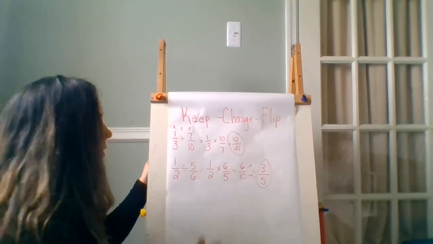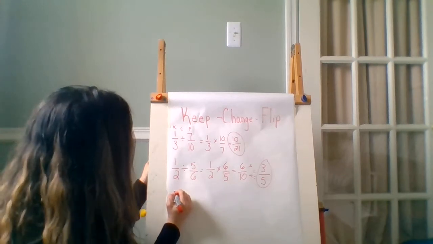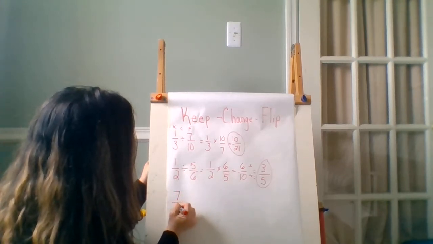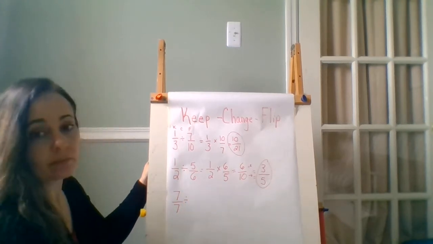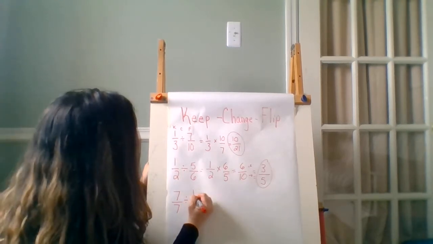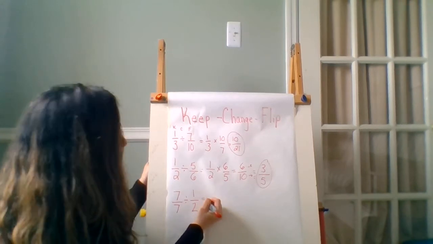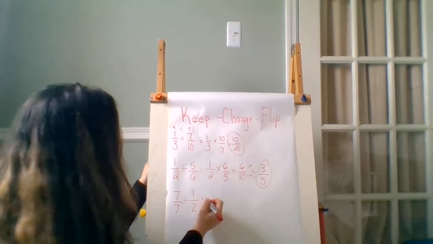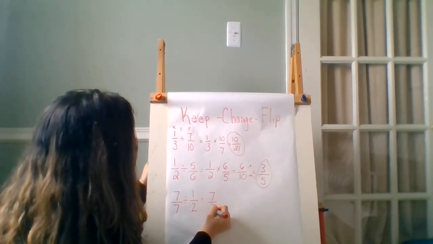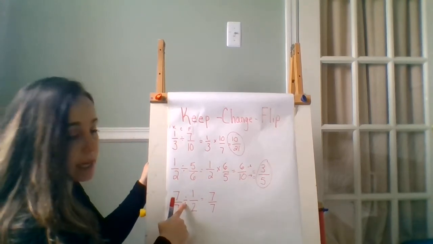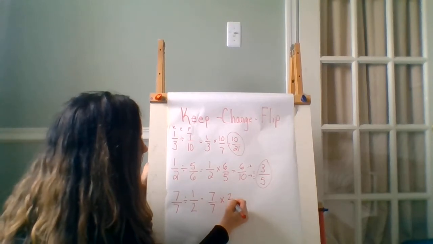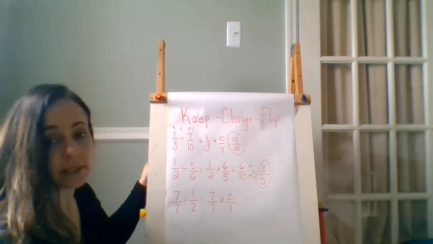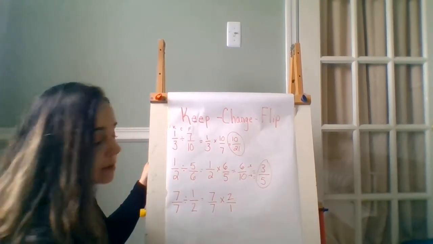And the third problem that was on there was 7/7 divided by 1/2. So again, 3 easy steps. Keep that first fraction, 7/7. Change the division sign to multiplication. Flip this last fraction. Now, easy peasy lemon squeezy, multiply across.